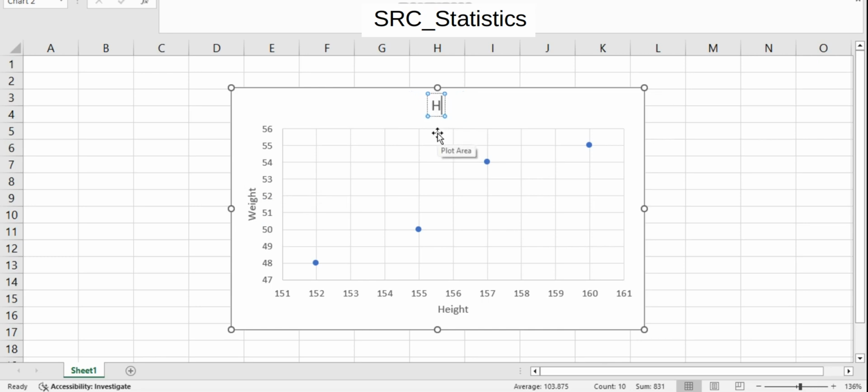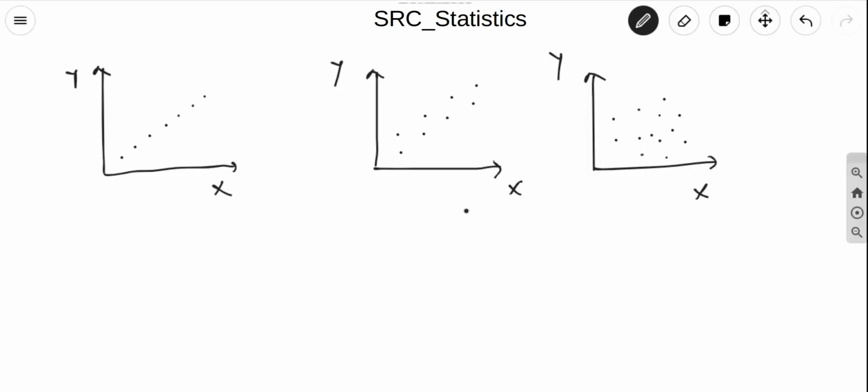Okay, we can change the title of the graph. Okay, we can write it as height versus weight, weight versus height. Okay, now scatter plot doesn't only say whether there is positive correlation or negative correlation, it also says the degree of relationship. Okay, see the first chart, scatter plot 1. Here we can see that all the dots are plotted along a straight line, which means there is perfect positive correlation between two variables X and Y.